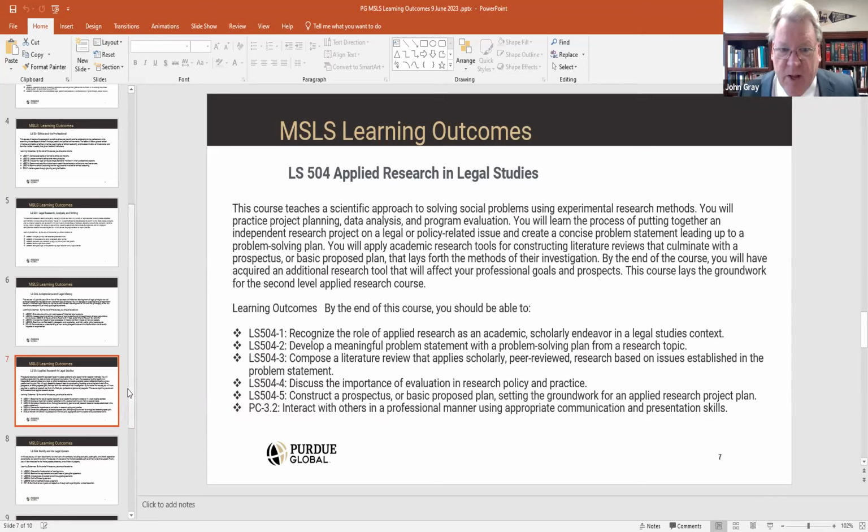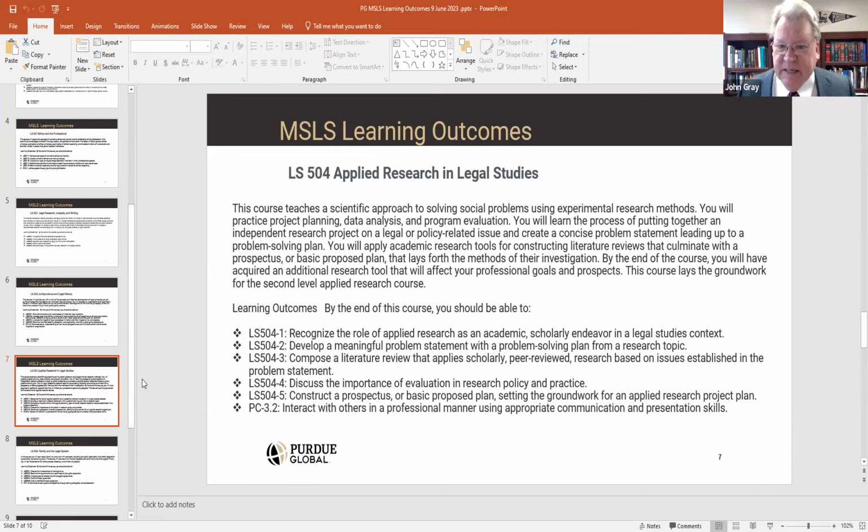And so you'll apply academic research tools, and looking at the literature, you'll be able to take a look at literature reviews that culminate with a prospectus or basic proposed plan that lays forth the methods of their investigation. So by the end of this course, you should have acquired an additional research tool that will affect your professional goals and prospects. So this course lays the groundwork for the second level applied research course that you will take later in the program.